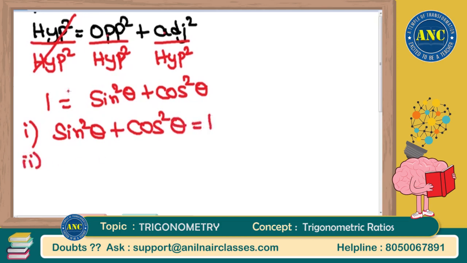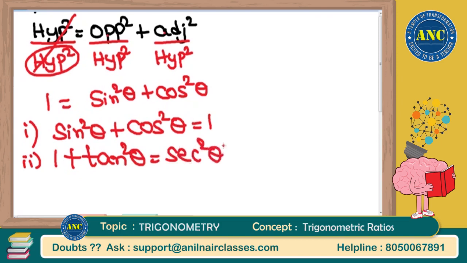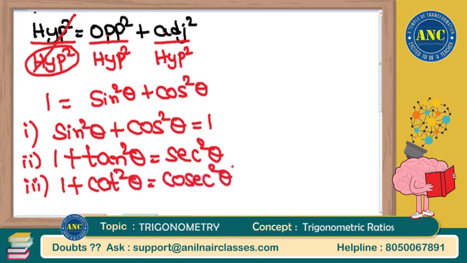Second identity, similarly, instead of dividing by hypotenuse square, if I divide by adjacent square, I will get another identity. Or if I divide by opposite square on both sides, I will get another identity. That means the other two identities which I got are 1 plus tan square theta is equal to secant square theta, and the last identity is 1 plus cot square theta is equal to cosecant square theta. Now listen carefully, sir.